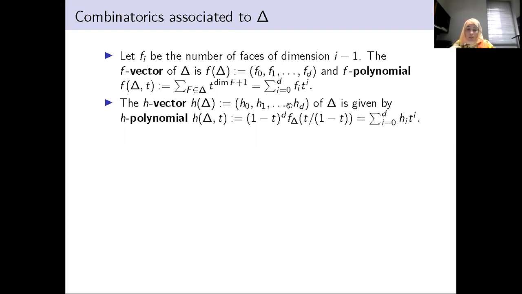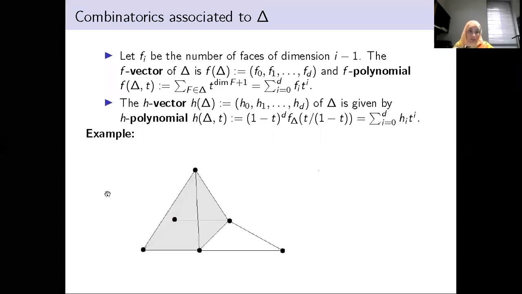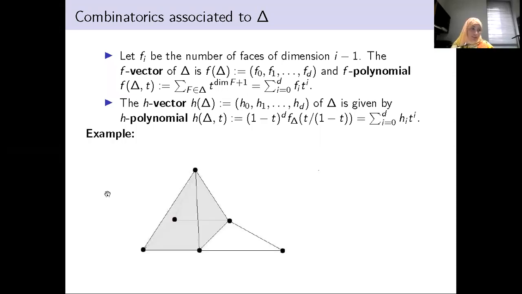So this is the f-vector and h-vector, and you can see that f and h give you the same information about the simplicial complex. If you have the f-vector, you can find the h-vector, and if you have the h-vector, you can go back to the f-vector. Okay, here you can see an example, and we can calculate the f and h polynomials.